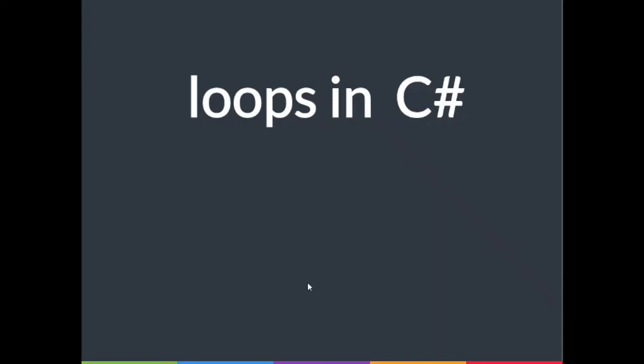Hello guys, what we are going to see in this video today is loops in C Sharp. We are going to discuss what loops are. We will discuss three loops: for, while, and do while. Besides this, we will see the foreach loop.